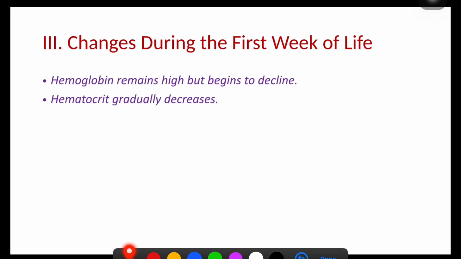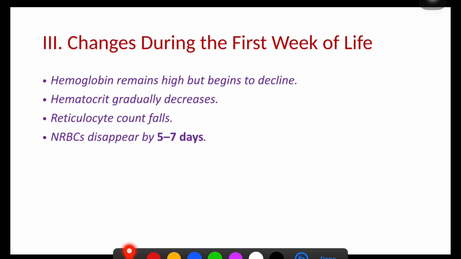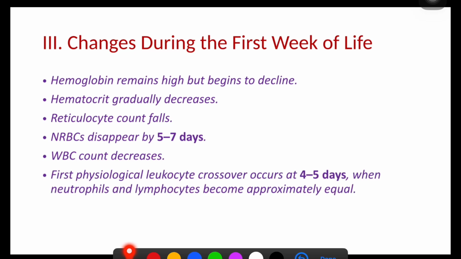Hematocrit gradually decreases. Reticulocyte count falls. NRBC disappear by 5 to 7 days. So, normally, if you are getting a CBC after 7 days, NRBC will be absent, right. WBC count decreases.